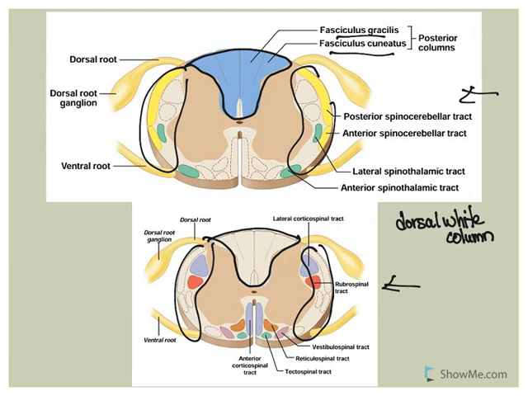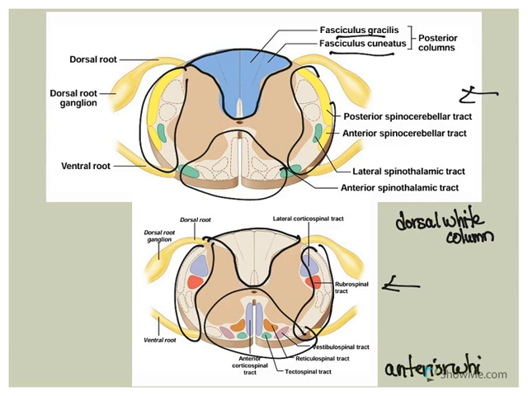The anterior white columns are in the front. See here and here. It again does have both sensory, or I should say ascending tracts, and descending tracts. So those are in the anterior white column. And then over here I didn't label the lateral white column. The anterior white column has something called the anterior spinothalamic tract that carries information in regards to crude touch and pressure. They refer to it as non-discriminative touch and pressure.